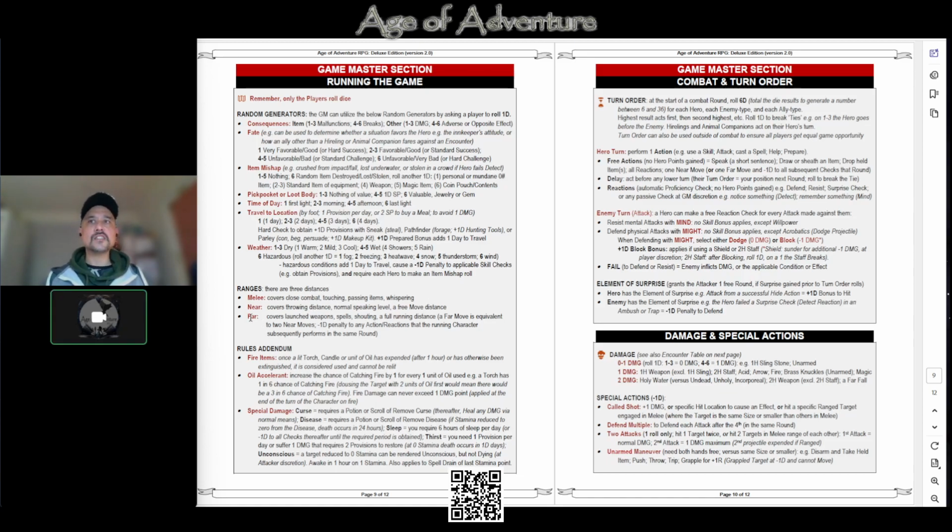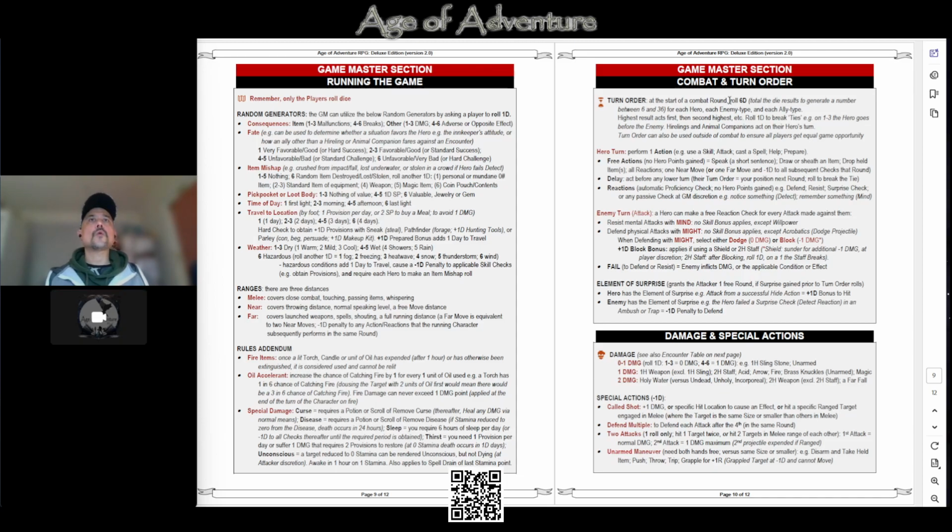And then there's far distance. So things like launch weapons for our archer, get that far distance. And also casting spells is also a far distance. We've got some additional rules there for items that cause fire and oil. Also some special damage like diseases and curses. So we've got all that covered for the Game Master. Don't you worry about that.